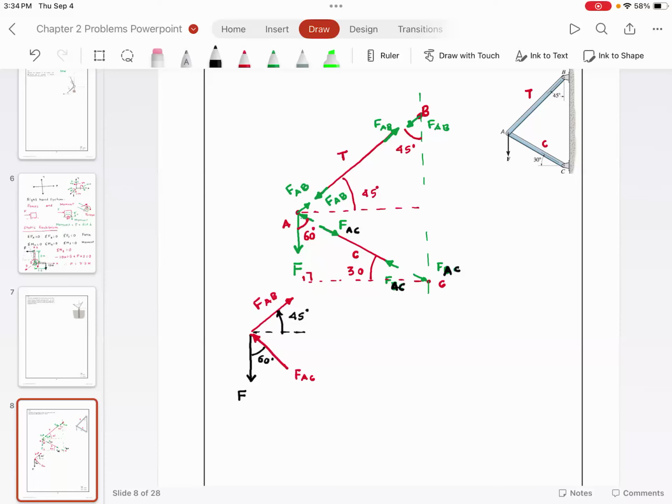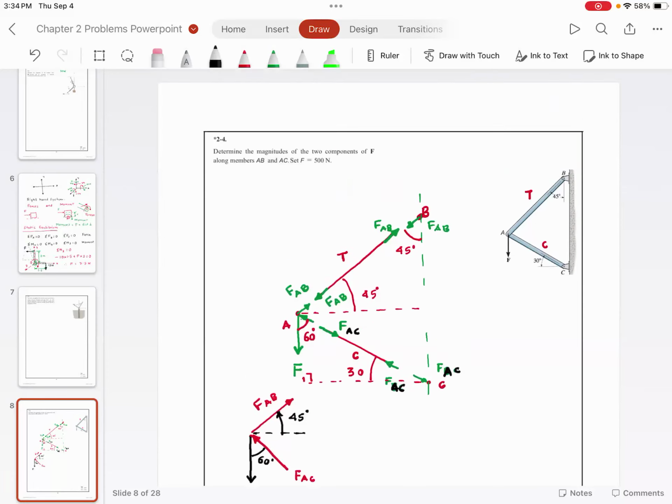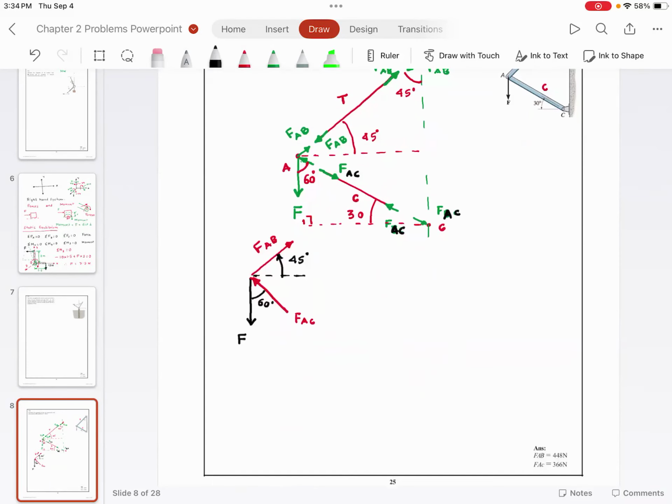Now what I want to do is, I think the value of F is given. Magnitude of F is given. F is equal to 500 newtons. Can someone tell me, how should I solve the problem? There are two ways this problem can be solved. Tell me, how would you solve it? I can feel it. Yes, I will. Tell me, how would you solve the problem?